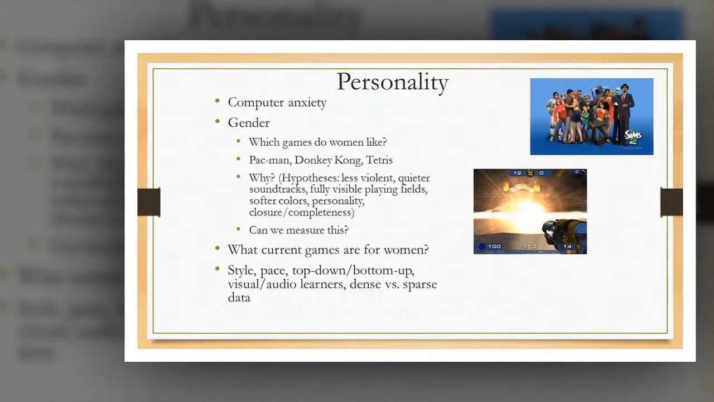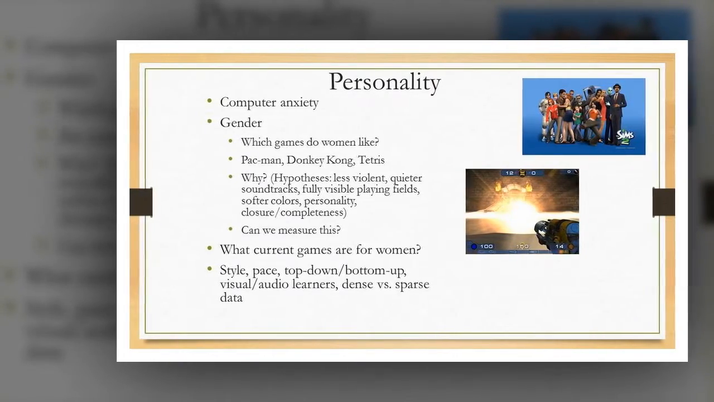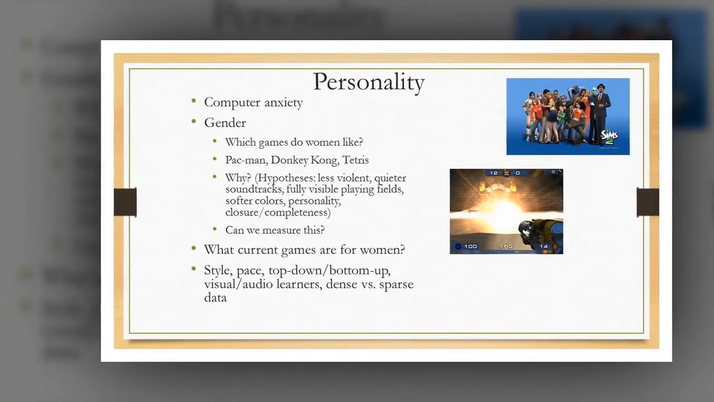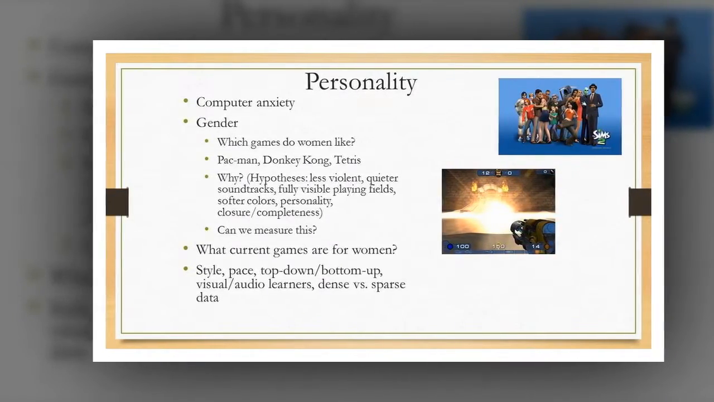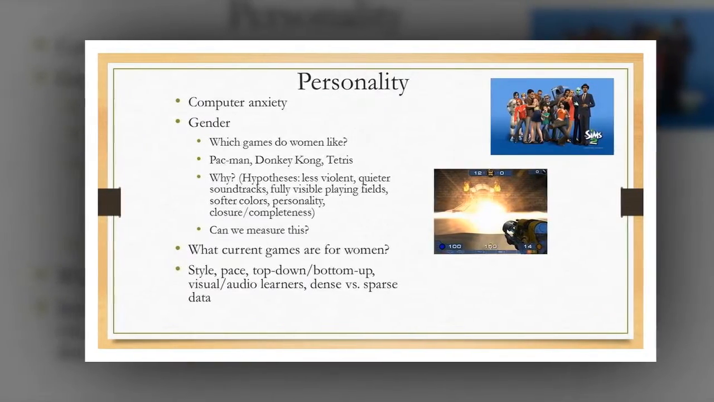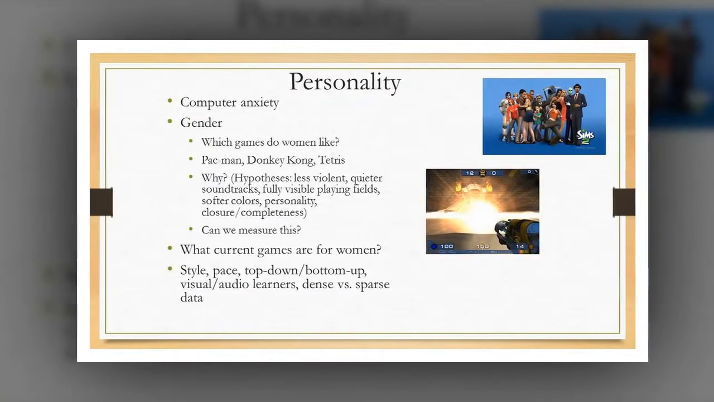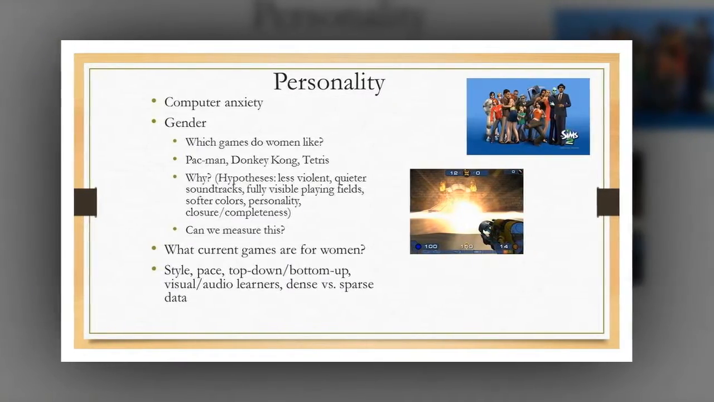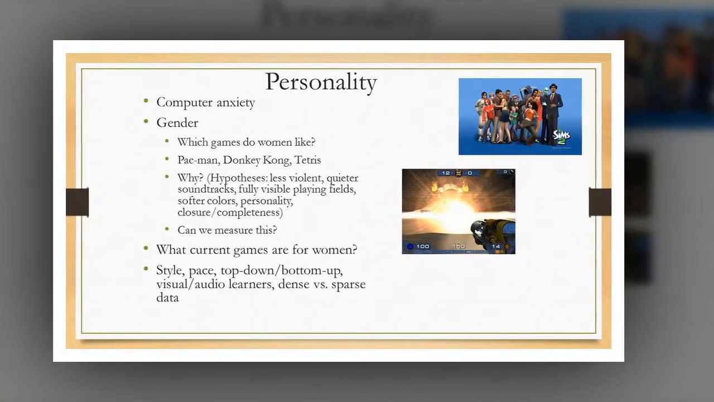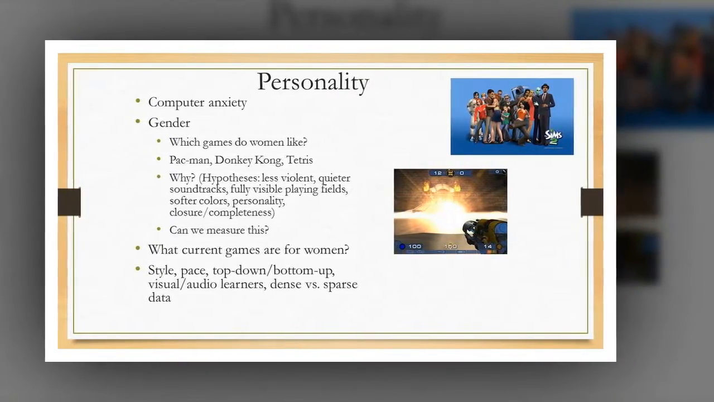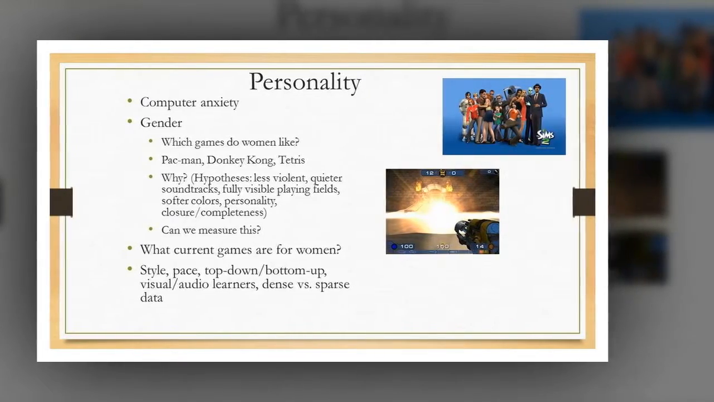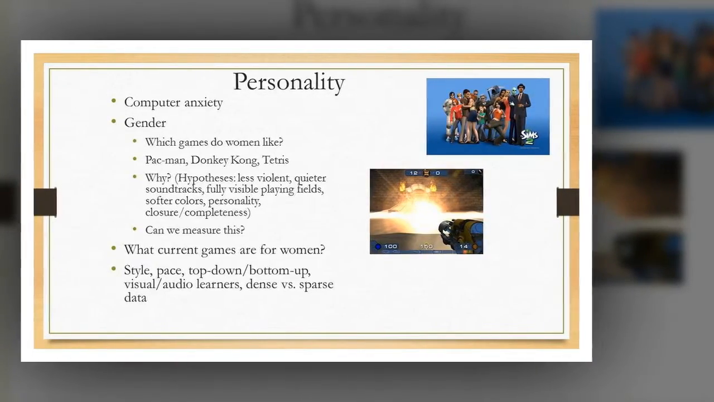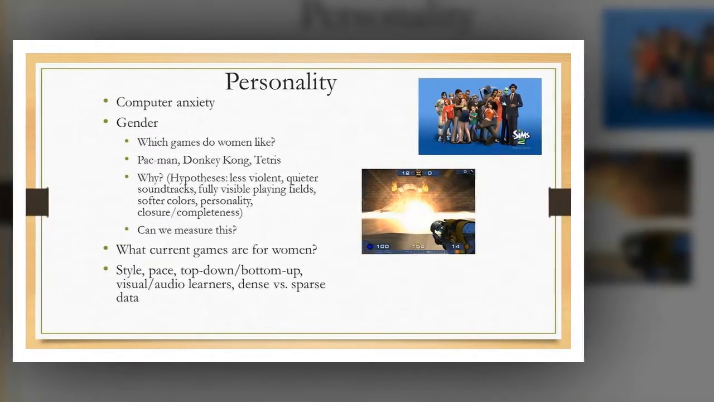Personality. Computer anxiety. Gender: which games do women like? Pac-Man, Donkey Kong, Tetris. Why? Hypotheses: less violent, quieter soundtracks, fully visible playing fields, softer colors, personality, closure or completeness. Can we measure this? What current games are for women? Style, pace, top-down or bottom-up, visual or audio learners, dense versus sparse data.